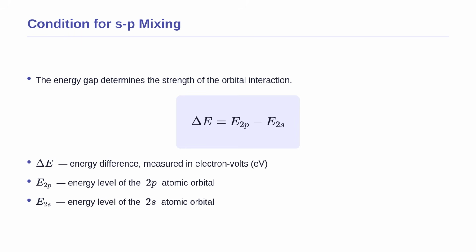As we move across the periodic table, effective nuclear charge increases, pulling the 2s electrons closer to the nucleus. This drastically increases delta E, making mixing negligible for heavier elements.